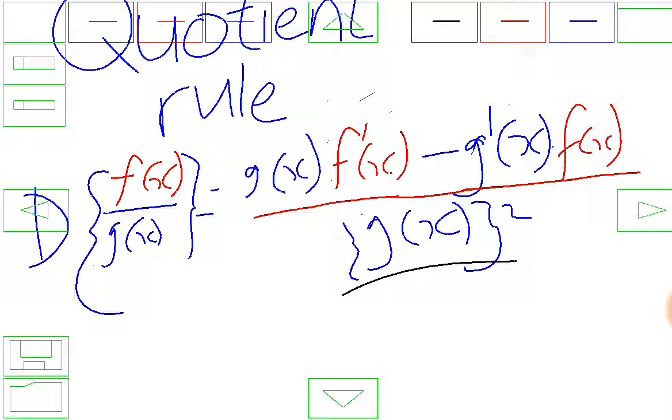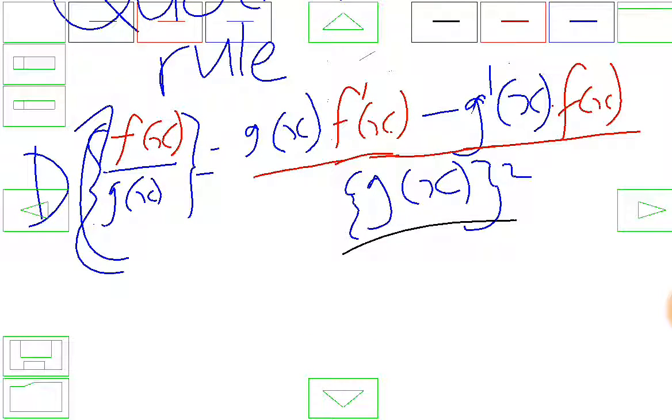Now there are many different ways you can remember it, by low, high and so forth, but what I like to do in this case is work from the bottom to the top. Let me explain. You write the denominator as it is, multiplied by the derivative of the numerator, minus, and then you do the opposite of what you did here, all over g of x all squared.